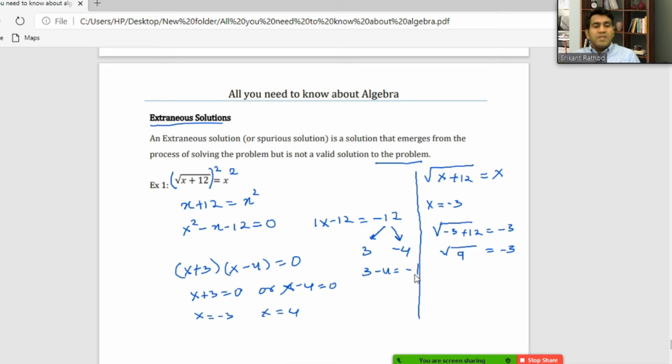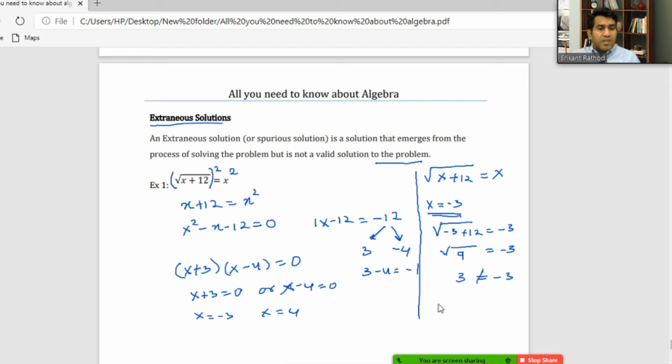The only thing we need to remember here is that whenever you take the square root of a number, you have to take only the positive value. As we know, the square root of 9 is plus or minus 3, but to check whether this is an extraneous solution or not, you have to take only the positive value. So the square root of 9 I take as 3, which equals negative 3. Now look here, positive 3 is not equal to negative 3, so definitely negative 3 is an extraneous solution to this expression. Okay, now just check the other value of x as well.